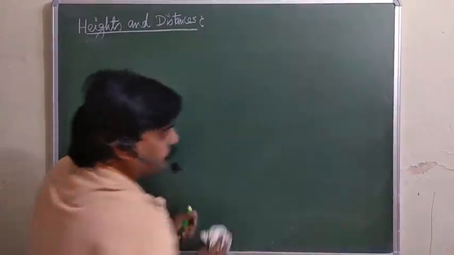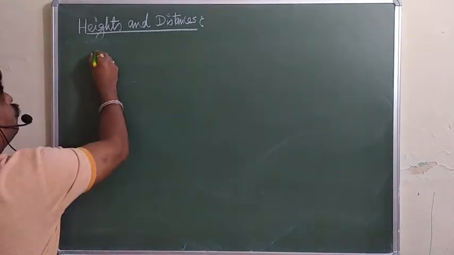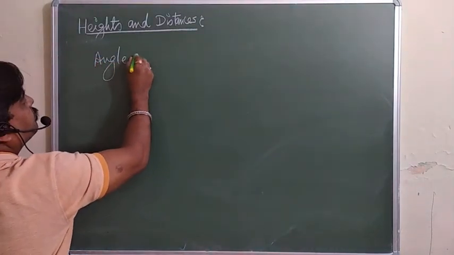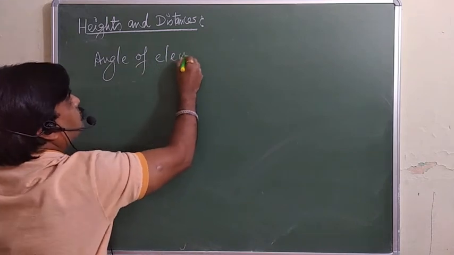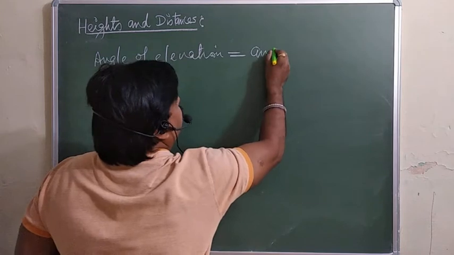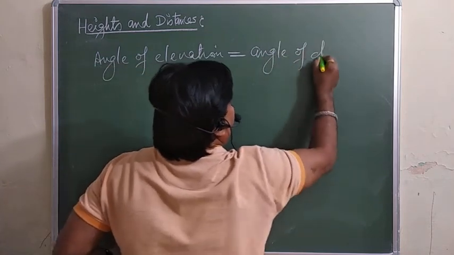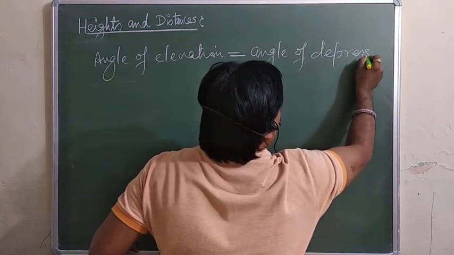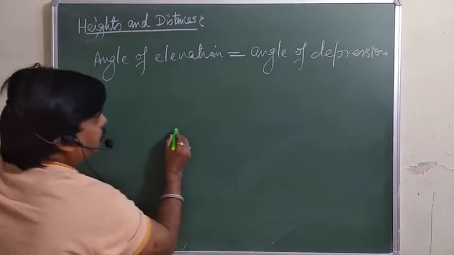See, angle of elevation is always equal to angle of depression. They are always equal. They are always equal. See how?